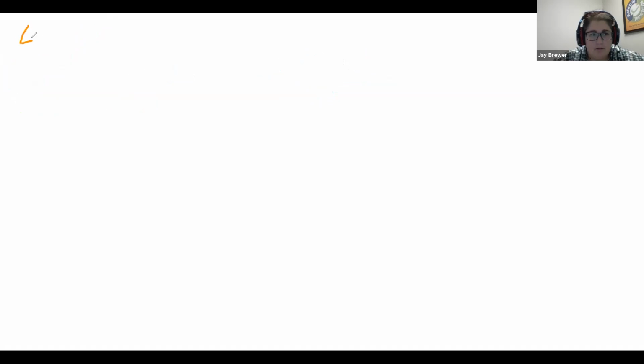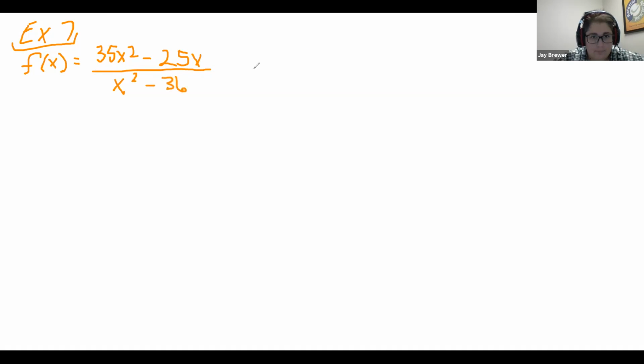All right, let's move on to example 7. For example 7, we want to find what's called a product function. The first thing they give us is f of x. F of x is equal to 35x squared minus 25x over x squared minus 36.